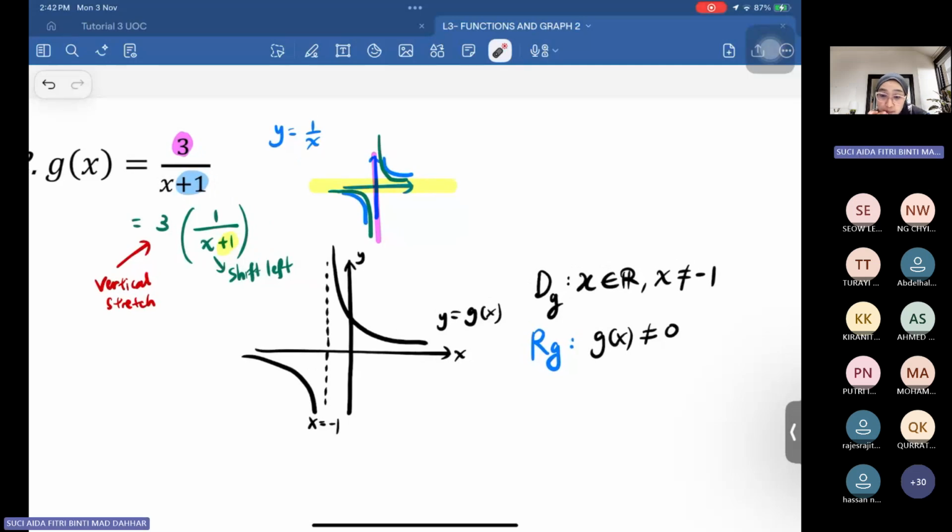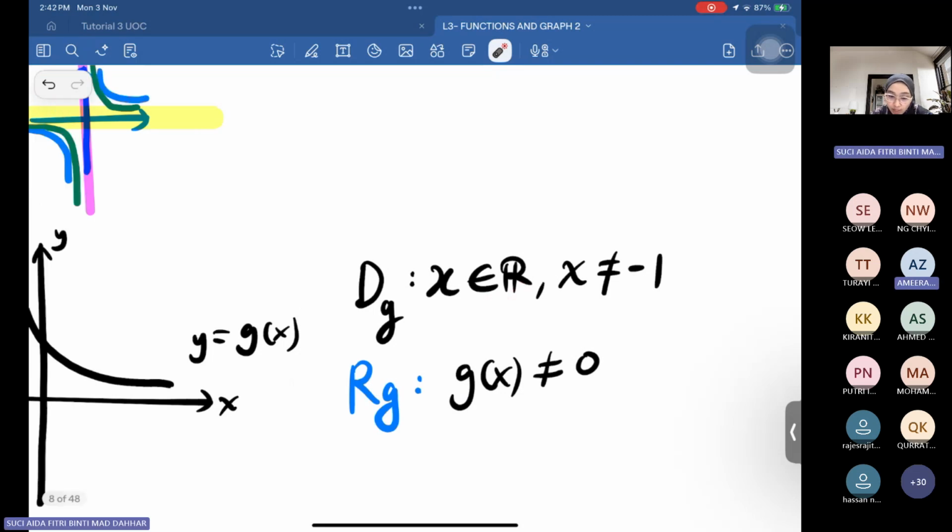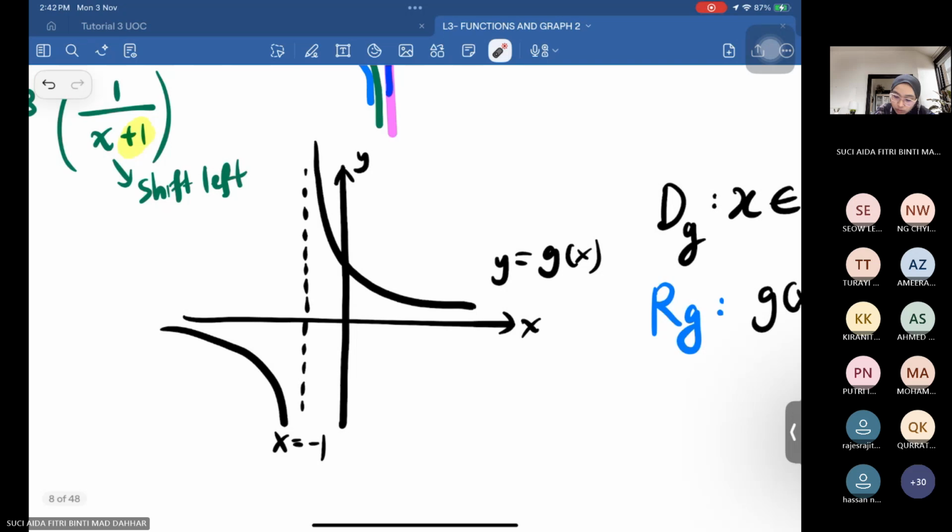Teacher, why can't the y-axis be real number? Yes, it is. Y could be a real number. Yeah. Okay.